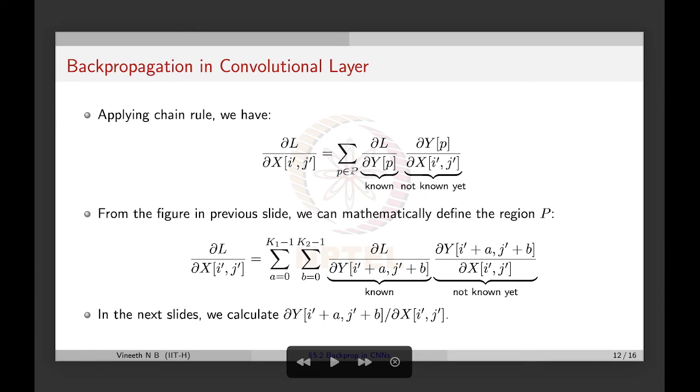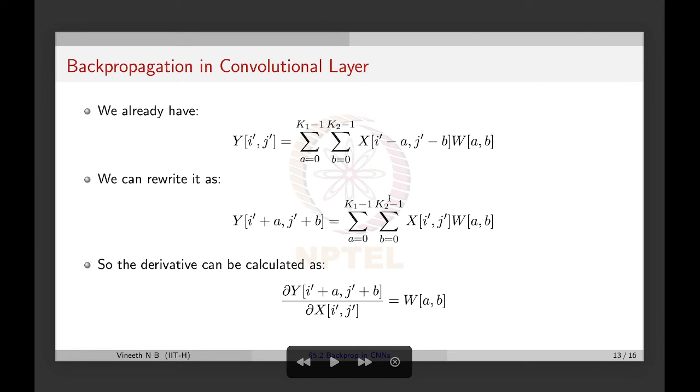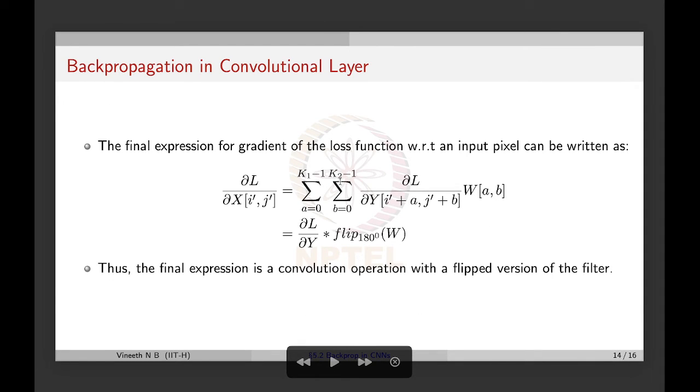So dou L by dou Y with respect to that small region P, which is of dimension k1 cross k2, and that with respect to my x. This term is already given to me, and I need to compute this second term here. This is again a simple form. This is how convolution looks like, and I want to compute the derivative of this with respect to a particular dou x of ij, and what comes out is just the corresponding weight w of ab. So even in this case, it turns out to be like a simple convolution.